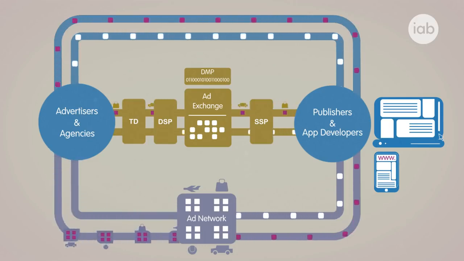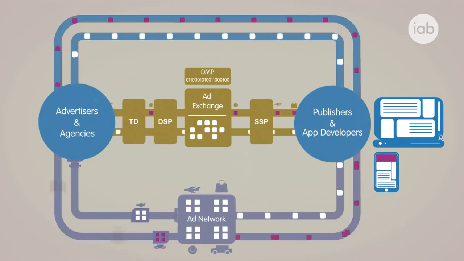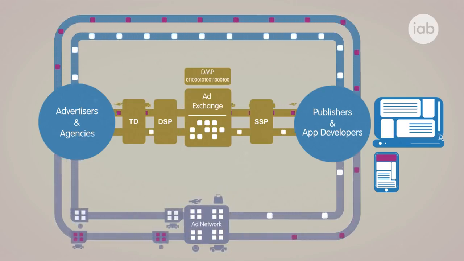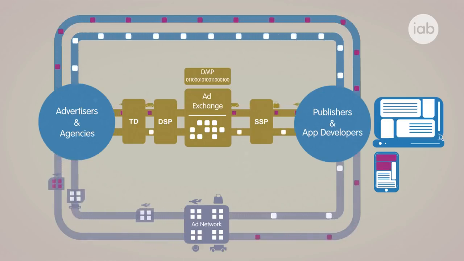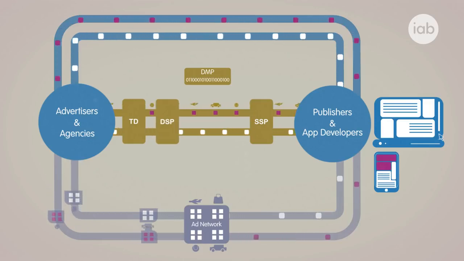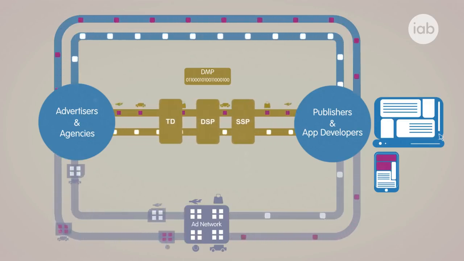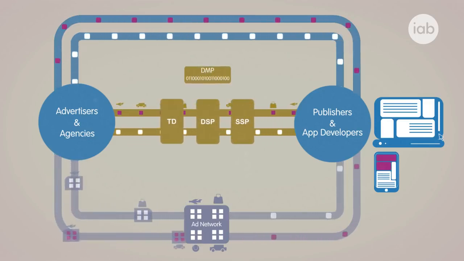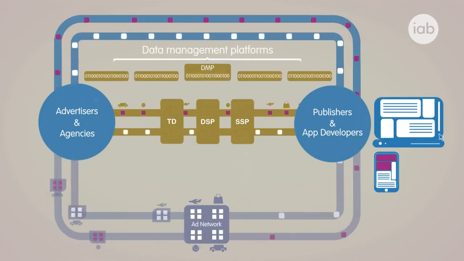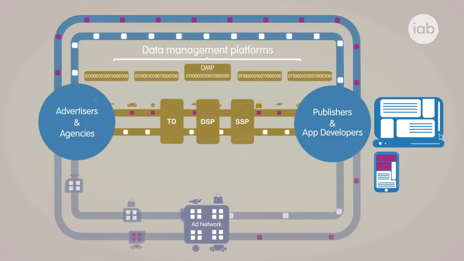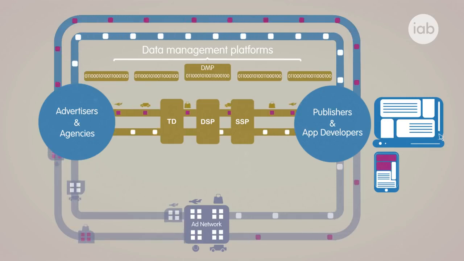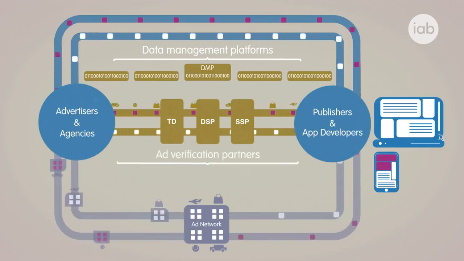The role of the ad network diminished as they adopted this new technology, and today, only a small proportion of inventory is traded this way. Similarly, the role of the ad exchange diminished as the DSP and SSP began to interact more directly. Conversely, the importance of the data management platform in enriching the understanding of each transaction in the supply chain has increased. In recent years, we have seen the increasing importance of ad verification partners.